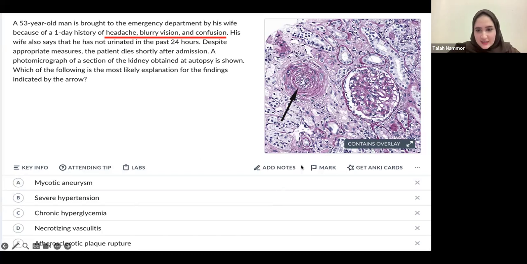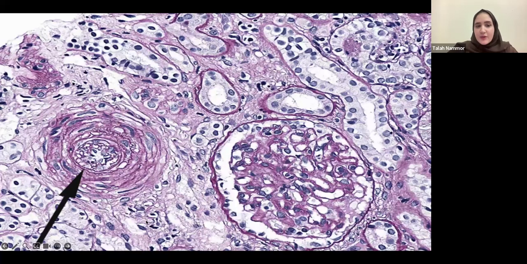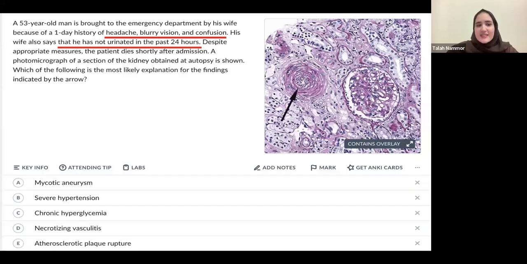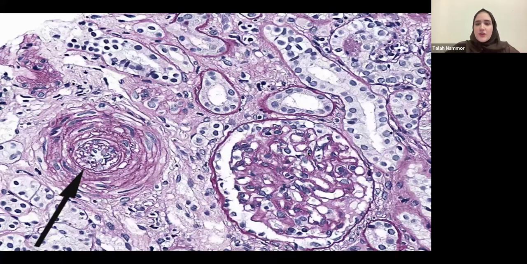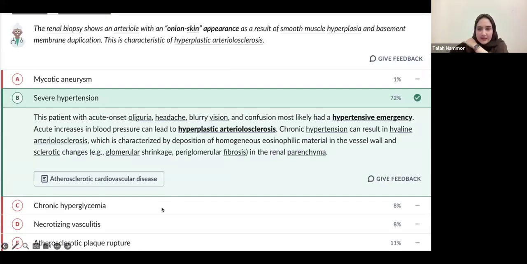B. Onion skin, hypertension. Yes, exactly. So the headache, blurry vision, and confusion, and the oliguria, and all of these things show us that we have hypertension. And when we look at the autopsy, we have the onion skin appearance. So what makes the most sense is B, severe hypertension. You guys are right. We have severe hypertension because of hyperplastic arteriosclerosis, or the onion skin looking vessel.